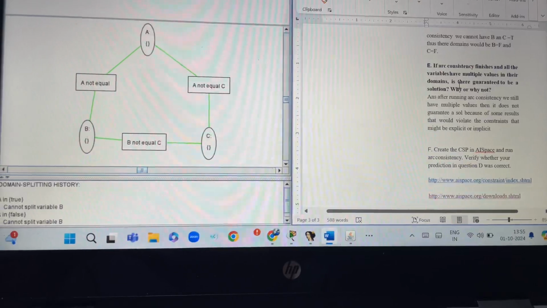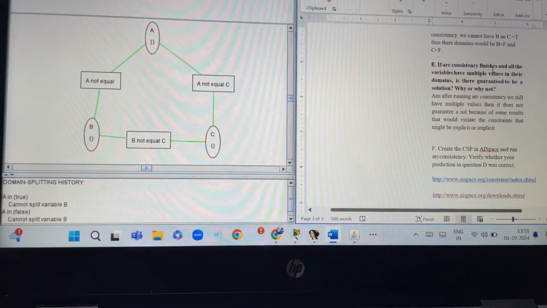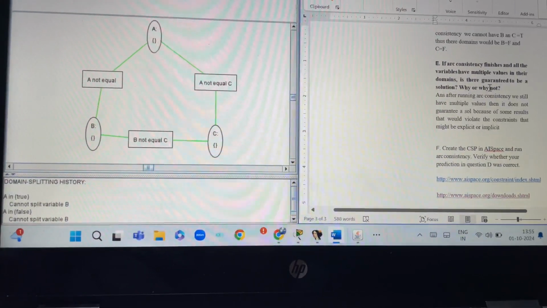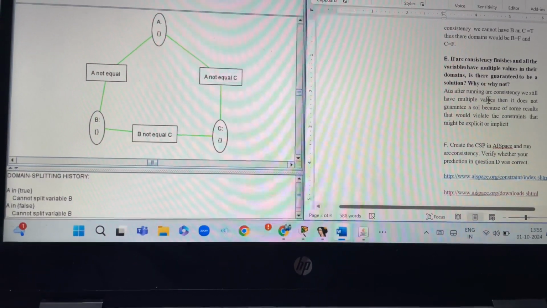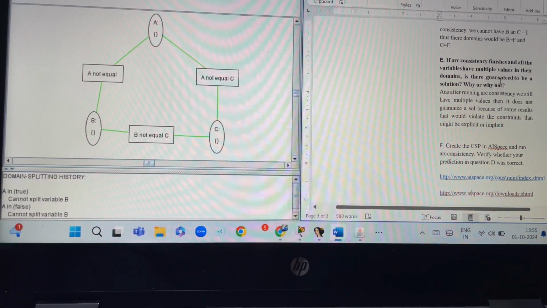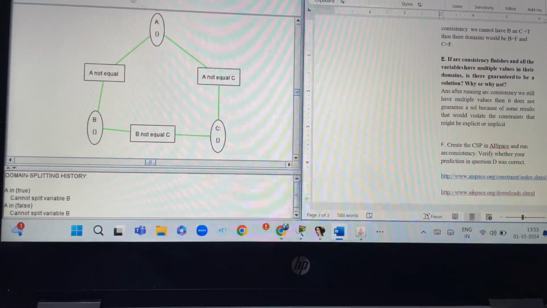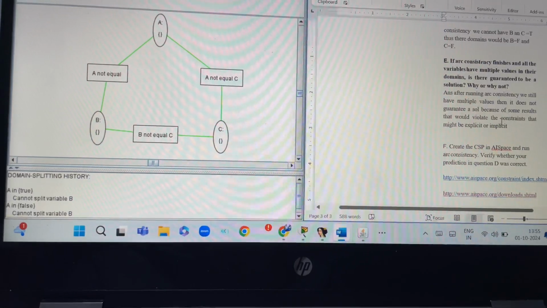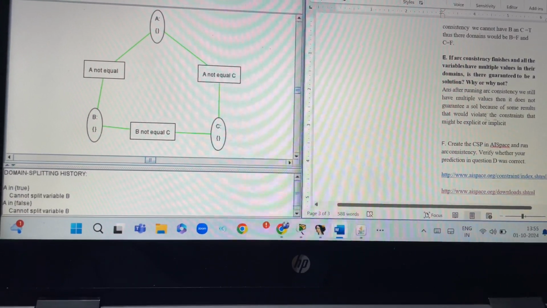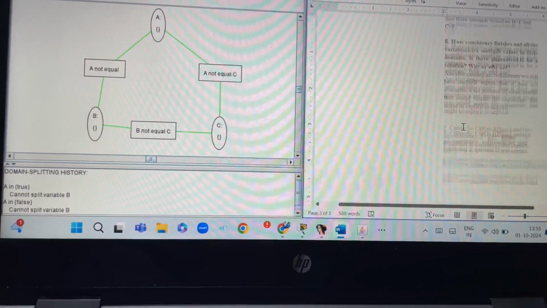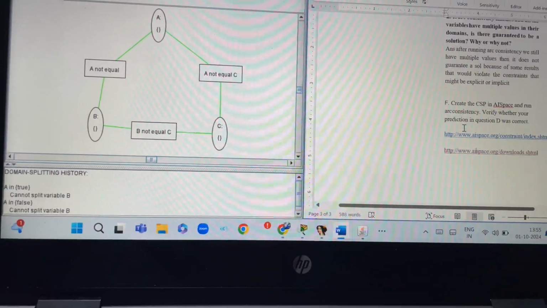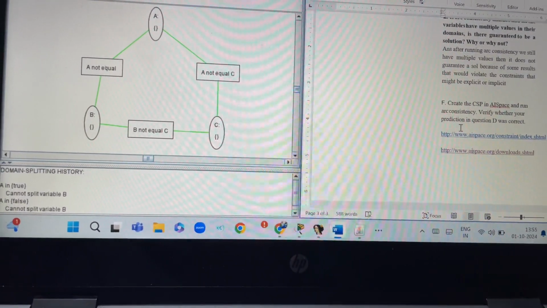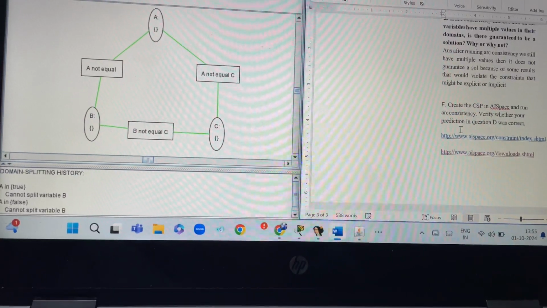Okay, so another question: if arc consistency finishes and all the variables have multiple values in their domains, is there guaranteed to be a solution? It does not guarantee a solution. You can see, no solution found. This is because of constraint violations, which might be explicit or implicit. Basically, implicit provides code to the computer and explicit provides a list of legal tuples.